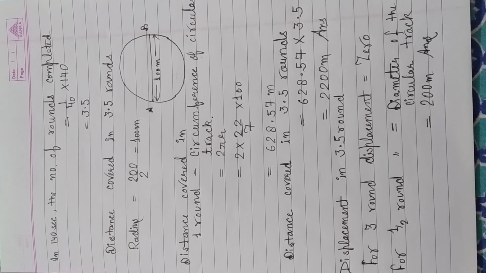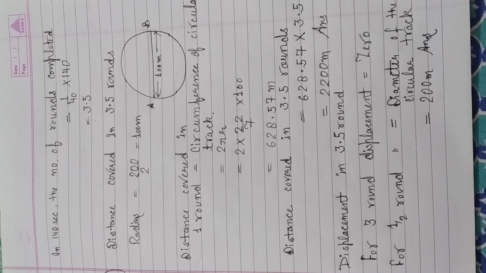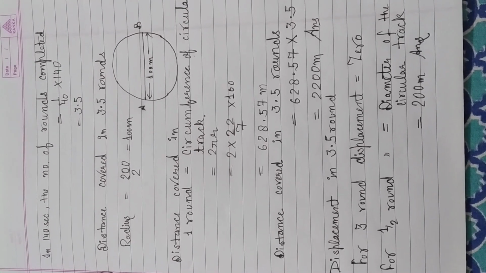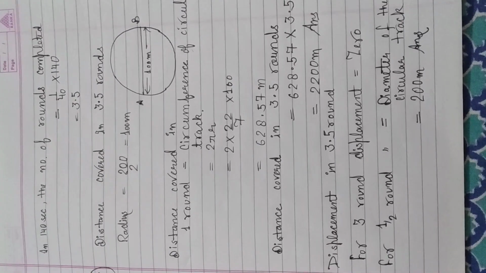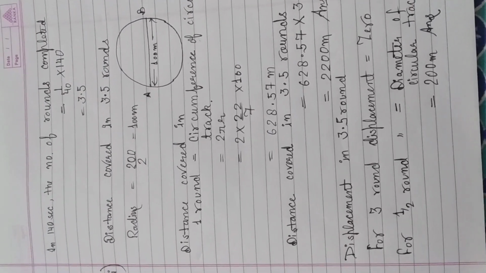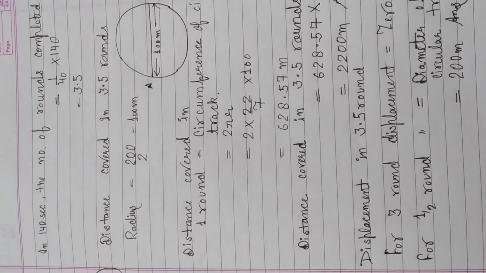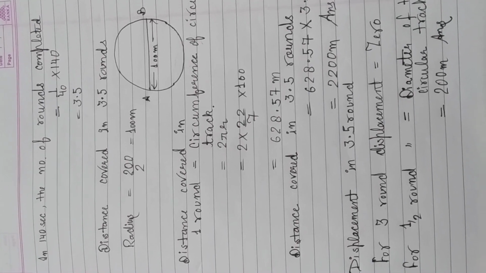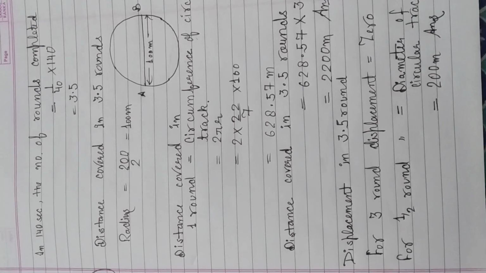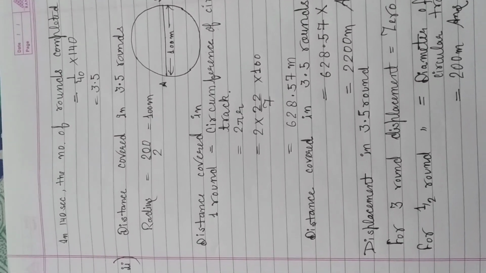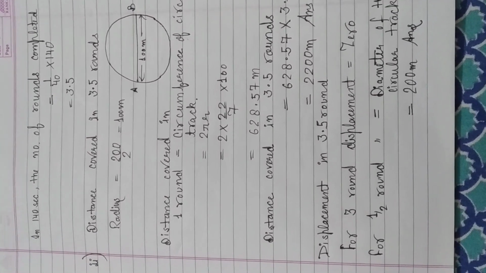Distance covered in 3.5 rounds. For this, we first have to find out the radius of the circular track. The diameter is already given in the numerical. Question में already diameter की value दे रखी है, which is 200 meter. So, the radius will be equal to 200 upon 2, which is 100 meter.